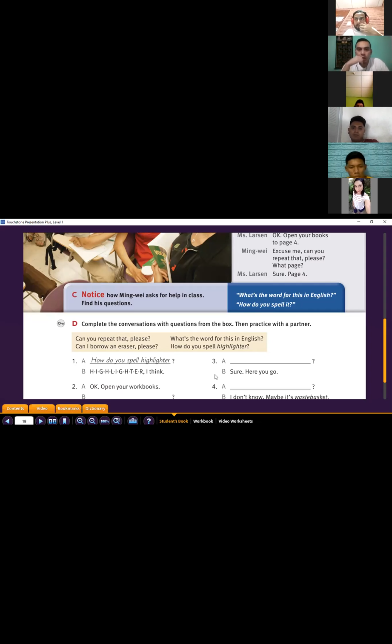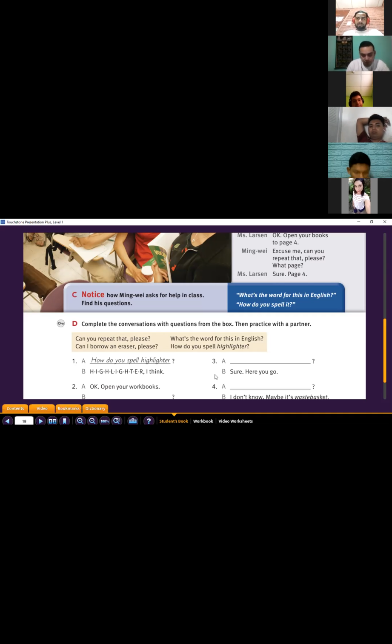Question number one, can you repeat that, please? You say this expression when you cannot understand what the person said. So you say, can you repeat that, please? Yes, puedes repetirlo, por favor. Can you repeat that? Entonces ahora cuando estén con sus compañeros y si no lo escucharon, ya no van a decirle, ¿puedes repetirlo? No, now you will say, can you repeat that, please?